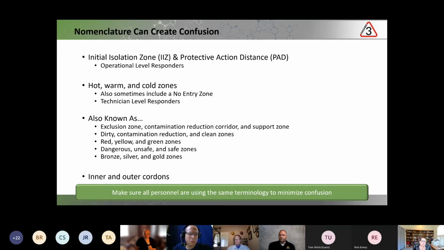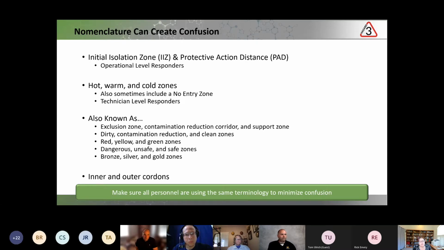Now, when we get to some of our other partners, they actually don't talk about the zones per se, but they talk about inner and outer cordons. That inner cordon is generally the line between the hot zone and the warm zone, and the outer cordon is the warm zone to cold zone. So they have more of a line or cordon versus a zone.